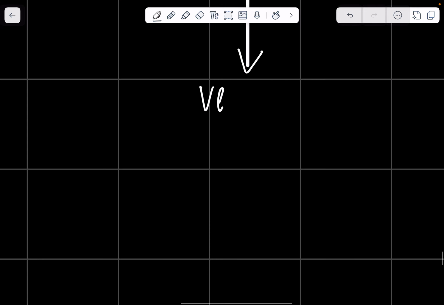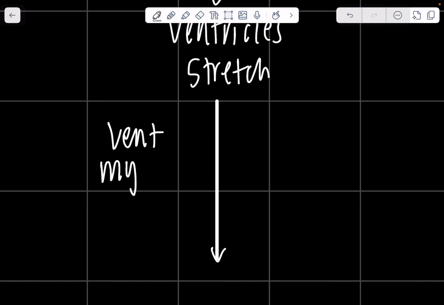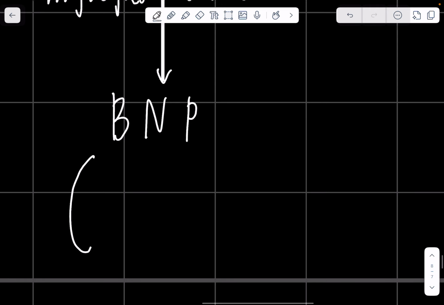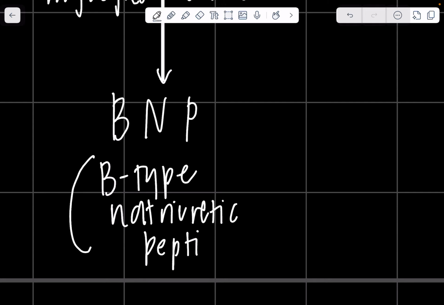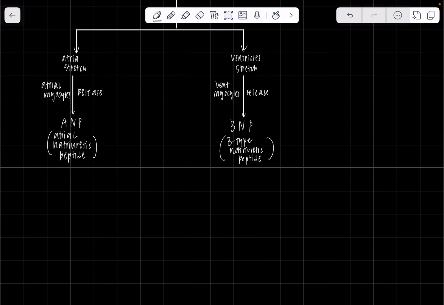Okay. The other mechanism that's happening is our ventricles are stretching, right? Ventricles stretch. And what we have here is our ventricular myocytes now are going to be releasing another hormone called BNP. And BNP stands for B-type natriuretic peptide. So ANP and BNP will go on to stimulate receptors all over our body. So let's talk about those receptors.